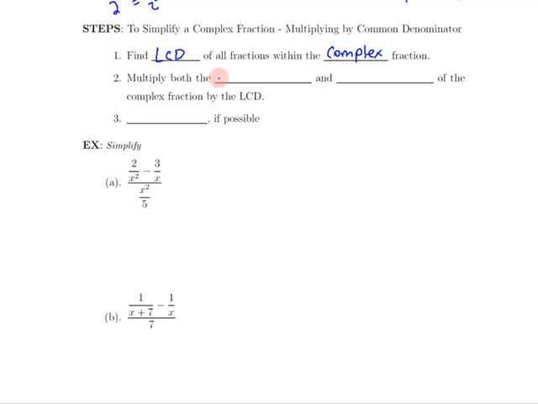Then you're going to multiply both the numerator and the denominator of the complex fraction by the LCD. Same kind of technique you use whenever you were finding common denominators. Remember whenever you were adding fractions and had to turn them into the common denominator? The thing that you had to do there was to multiply something on top and bottom. There's a principle there that says you can multiply the same thing on top and bottom of a fraction and not change its value, right? So that's what we're going to do. And then the last step is we simplify if possible.